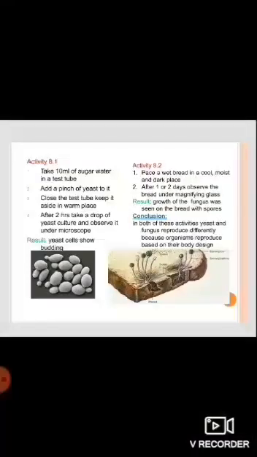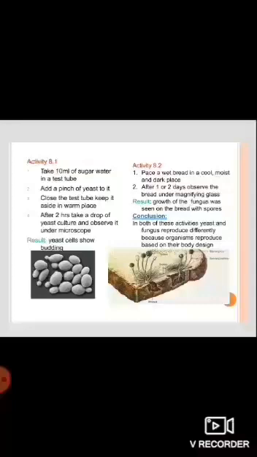Hi students, now we'll start modes of reproduction. Modes of reproduction we will see in different types of organisms differently. For example, organisms are of two types, single-celled organisms and multicellular organisms. Now we'll see reproduction in single-celled organisms.